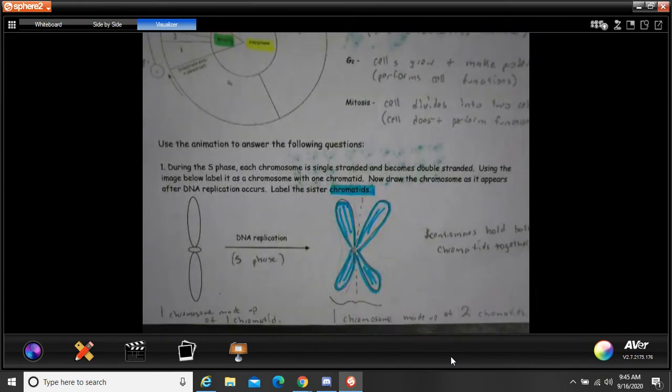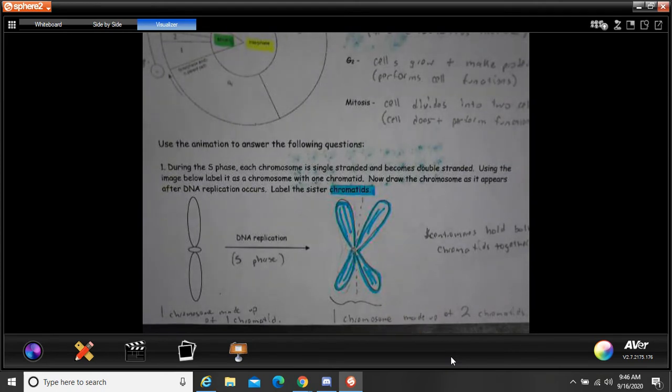It doesn't make any difference which one came first. They're functionally the same, and there's no age difference between them. You don't get the sense that this one's older and this one's younger, because they will be exactly copied from one another. So we still consider this a single chromosome, but because it's two parts, we say that there are two chromatids. So after the DNA replication, you start with one chromosome and you end up with one chromosome. But you start with one chromatid, and you end up with two chromatids.